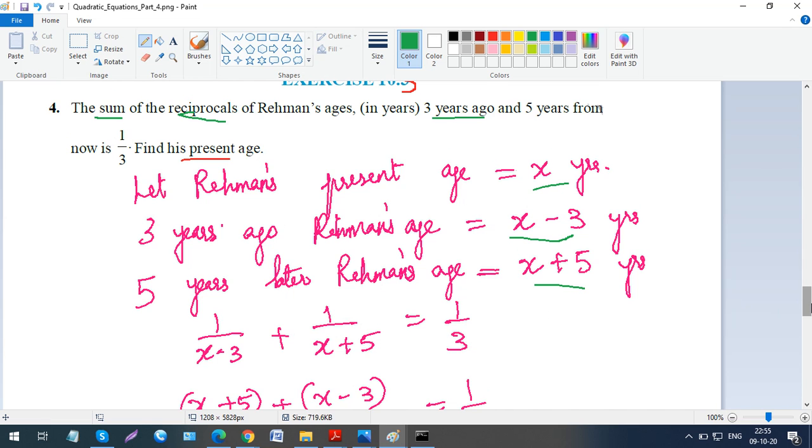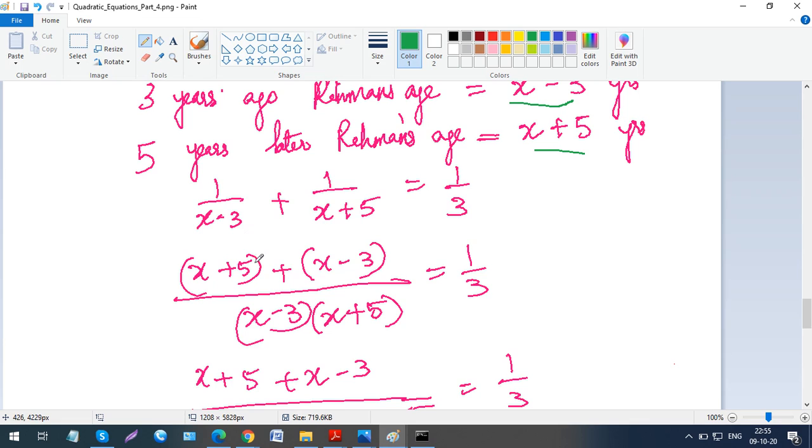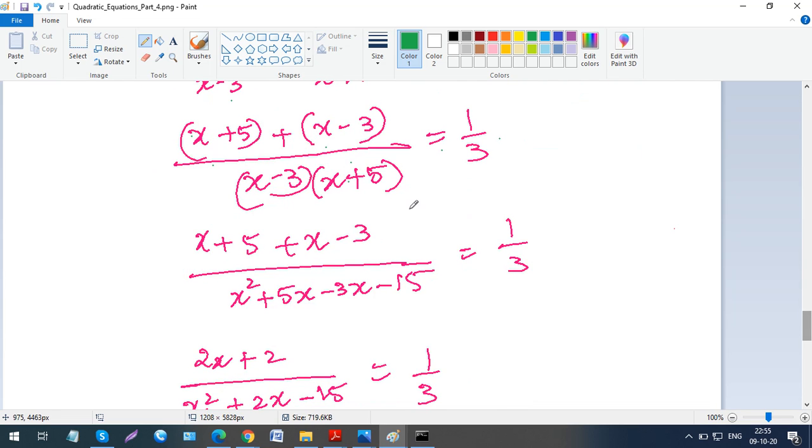Now we need to solve this. So again you make the denominators common. So you multiply x plus 5 over here and x minus 3 over here. So you get x plus 5 plus x minus 3 divided by x minus 3 into x plus 5 is equals to 1 by 3. Now you can just solve this, x square plus 5x minus 3x minus 15. You know how to solve this, I hope.